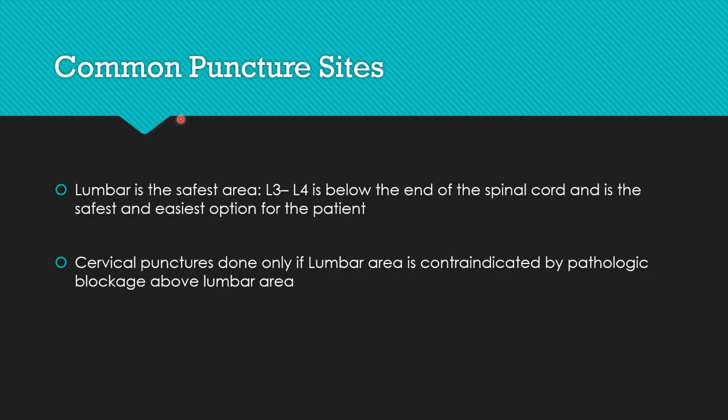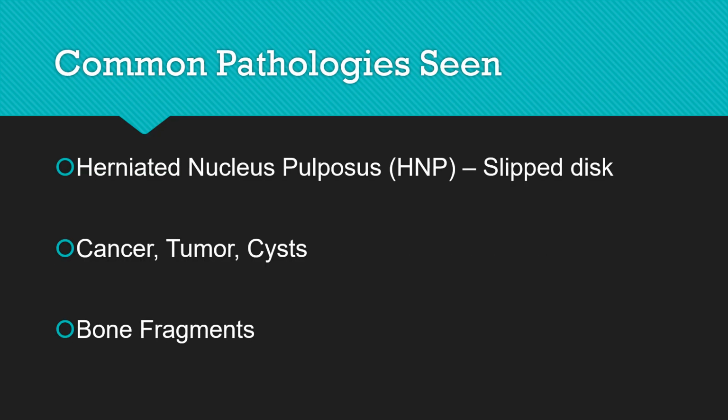Common puncture sites continued. The lumbar is the safest area. L3, L4 is below the end of the spinal cord and is the safest and easiest option for the patient. Remember, the spinal cord pretty much ends at L1. Cervical puncture is done only if the lumbar area is contraindicated by pathologic blockage above the lumbar area.